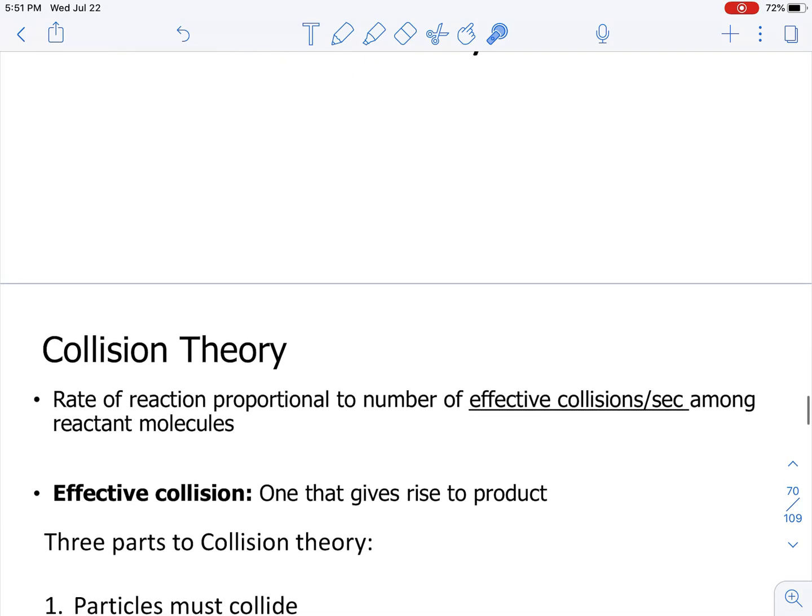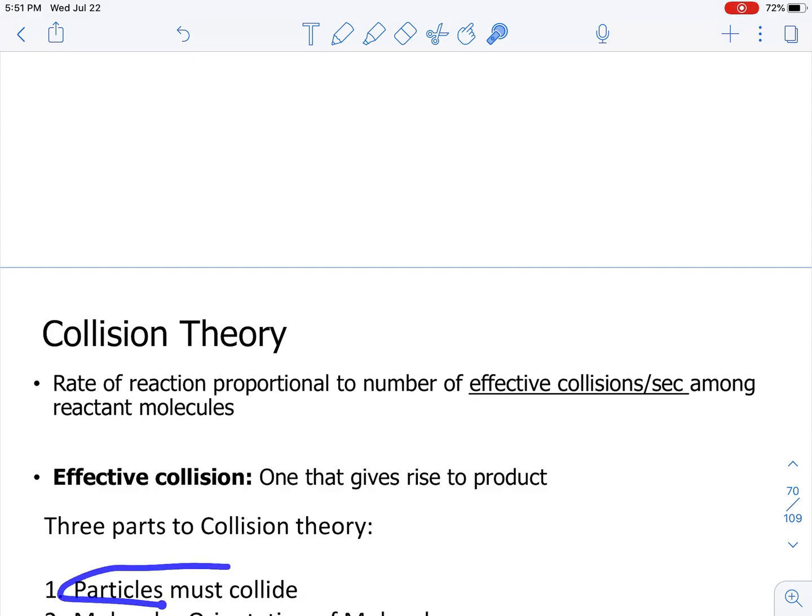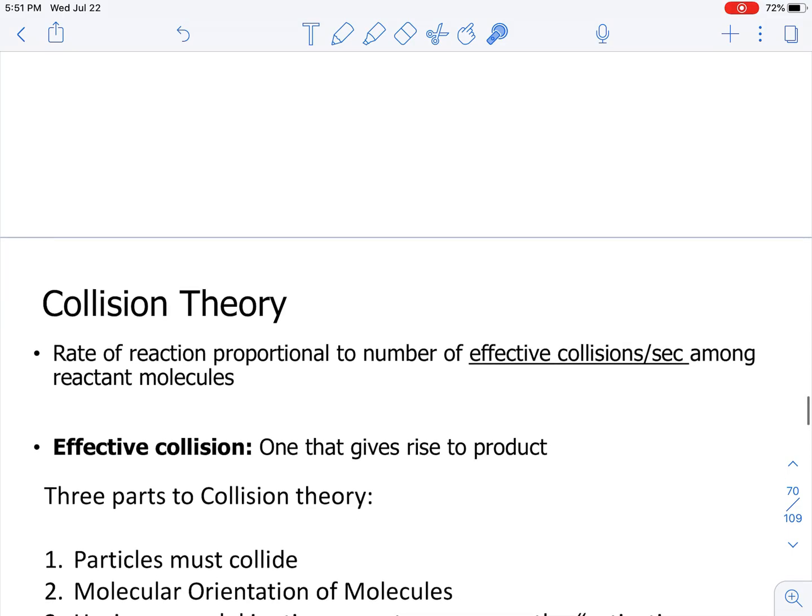The first part of collision theory is that particles must collide. If you have reactant particles that are far apart from each other, then one can assume that no reaction will occur. For a product to be formed, those reactant particles must collide. They must make contact with each other. Another part of collision theory is that when these reactant particles collide, the orientation of the molecules does matter. If the orientation of the molecules is not aligned in such a way that will give rise to product, then those molecules will simply bounce away and still retain their current identity.